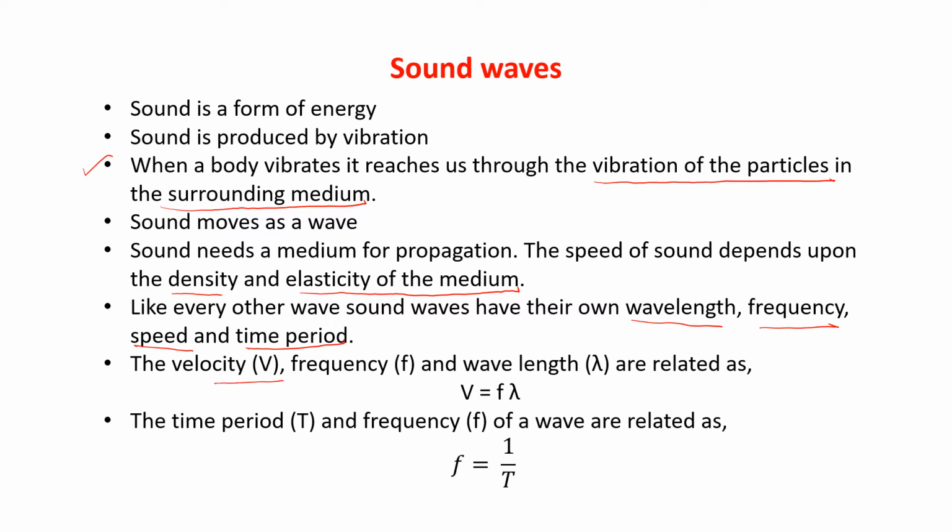Velocity v, frequency f, and the wavelength lambda are related as v = f lambda. And the time period and frequency of a wave are related as f = 1/T.